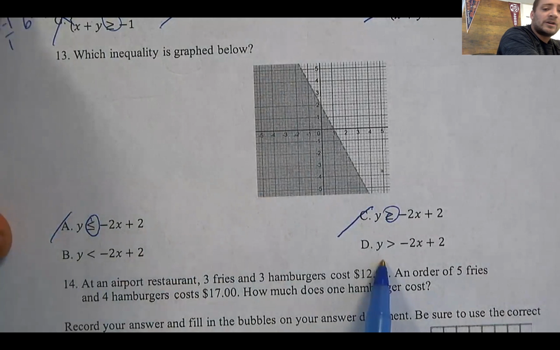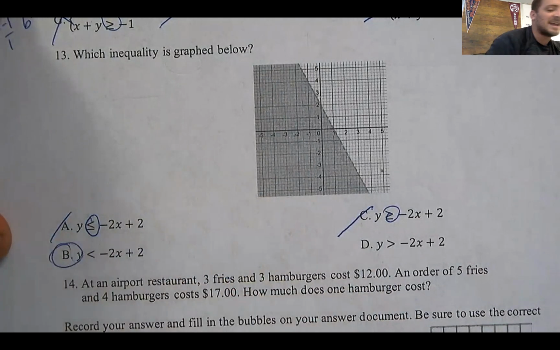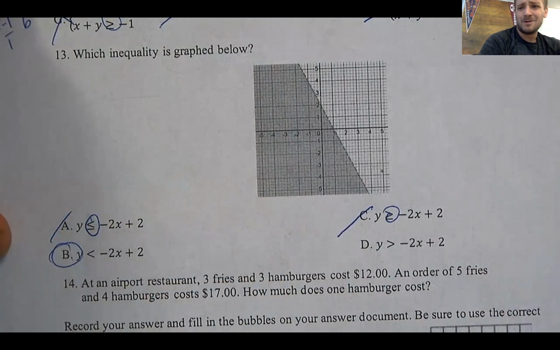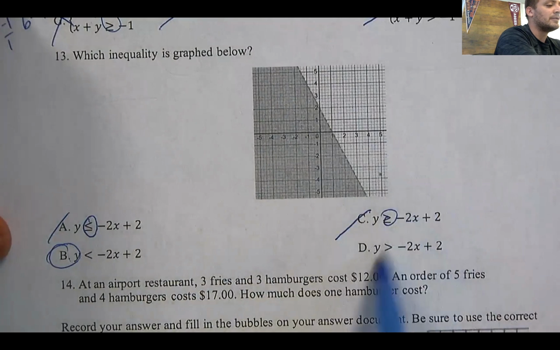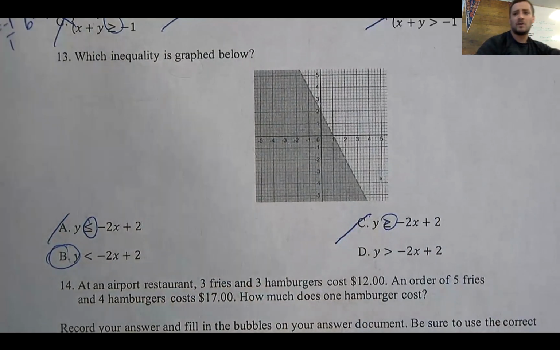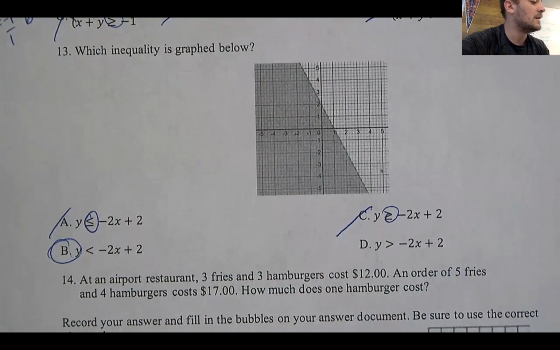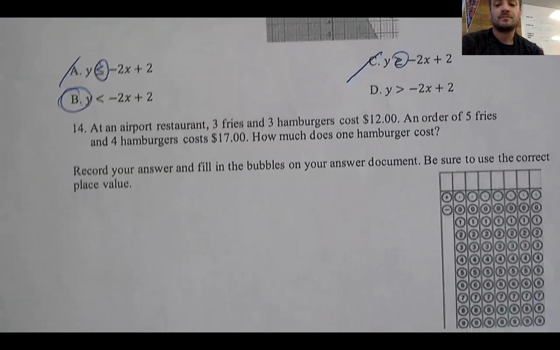Also, we shaded below our line. Notice these are already in y equals mx plus b, so shading below means less than. That was easy. Answer choice D is if it was shaded above. Greater than means above. So wow, number 13 is super easy. Awesome. All righty, number 14, last question.